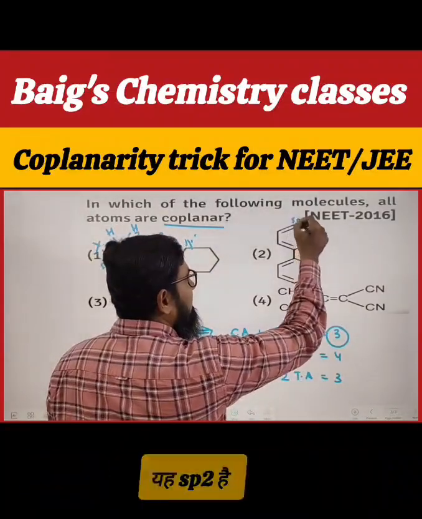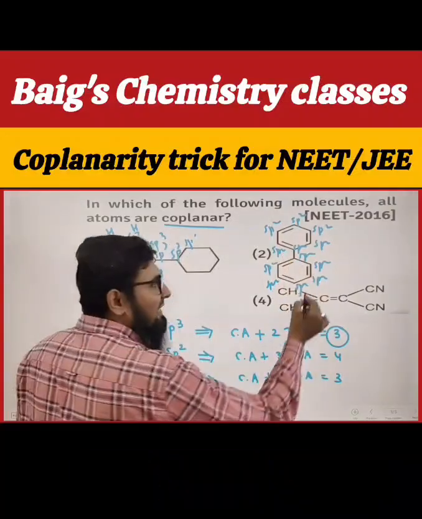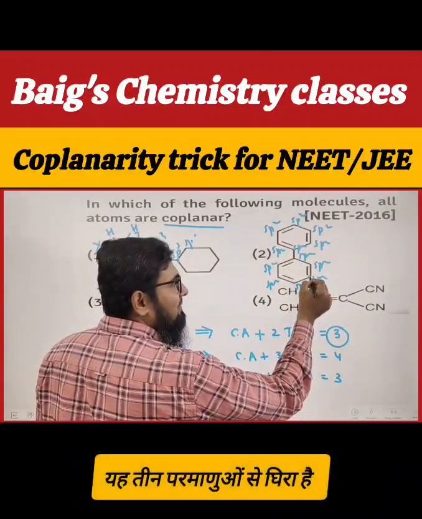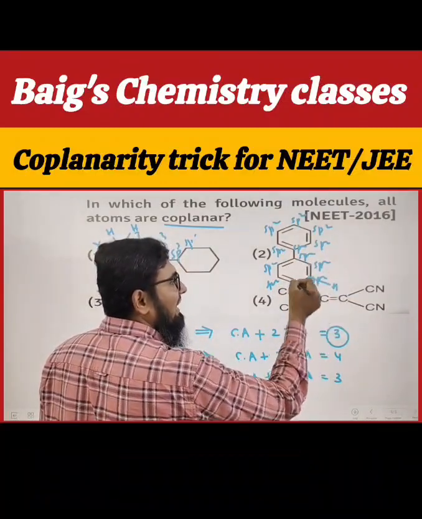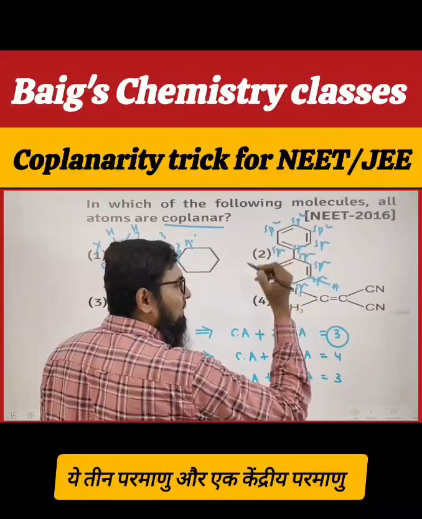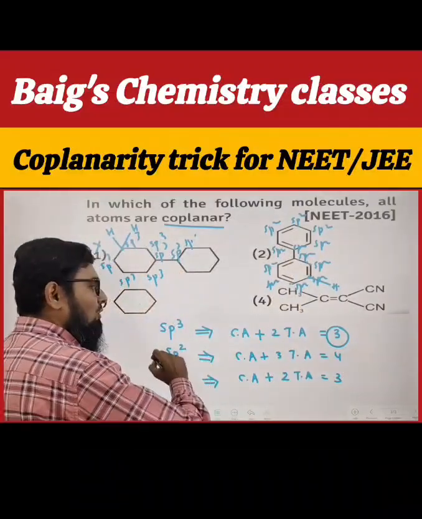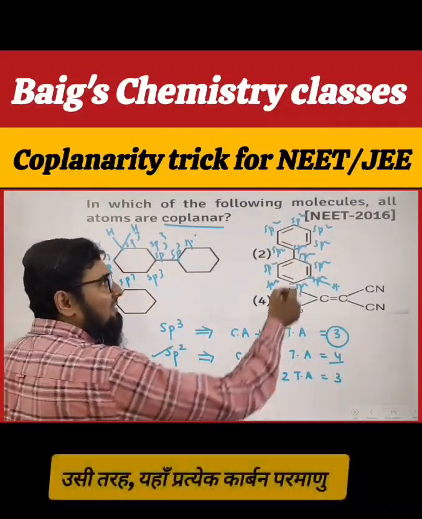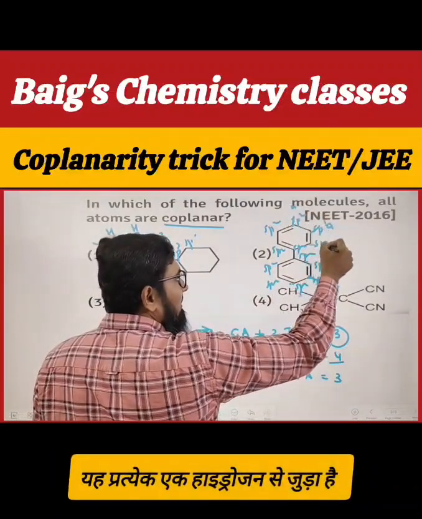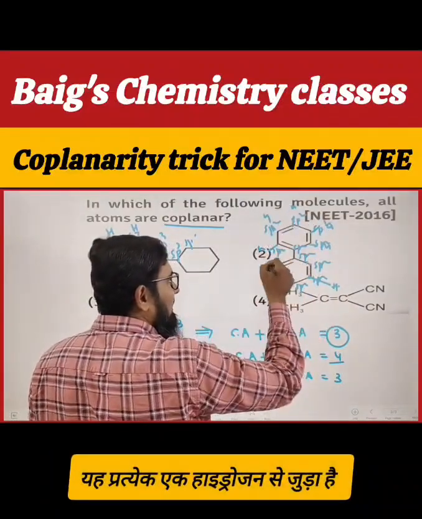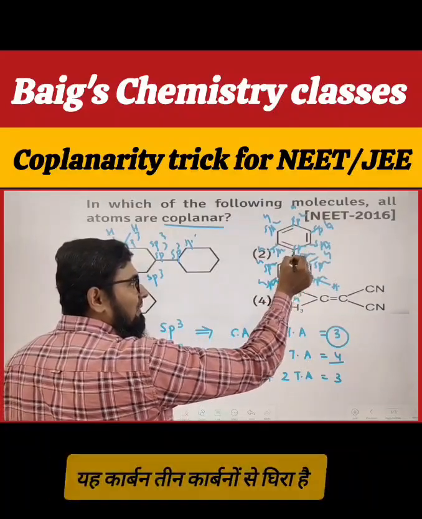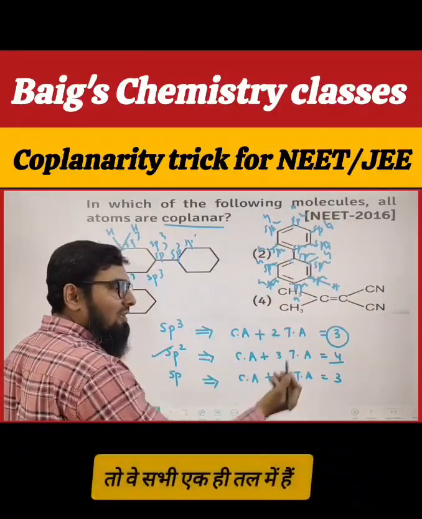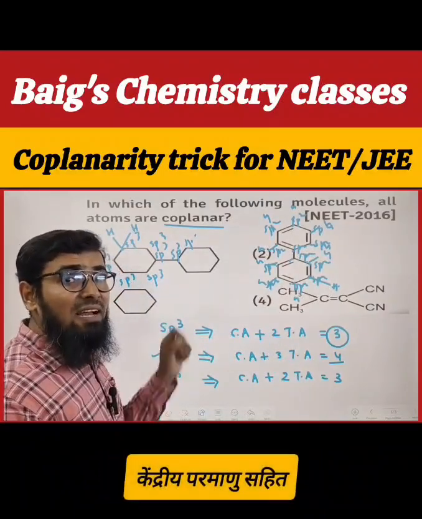Now what about here? This is sp2, sp2. So each carbon atom here is surrounded by 3 atoms. This central atom is surrounded by 2 carbon atoms, terminal atoms, and 1 hydrogen. So these 3 atoms and 1 central atom are in the same plane. So total 4 atoms in the same plane. Like that, each carbon atom here is attached to 1 hydrogen each. Now this carbon is also surrounded by 3 carbons. So all of them are in the same plane, including the central atom.